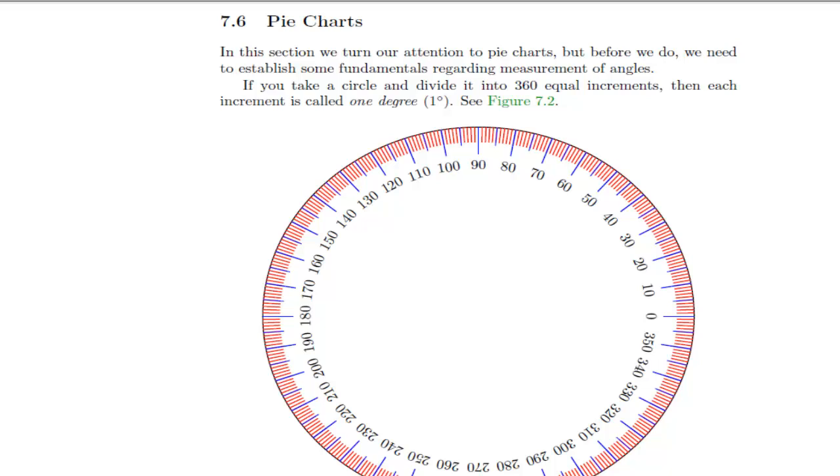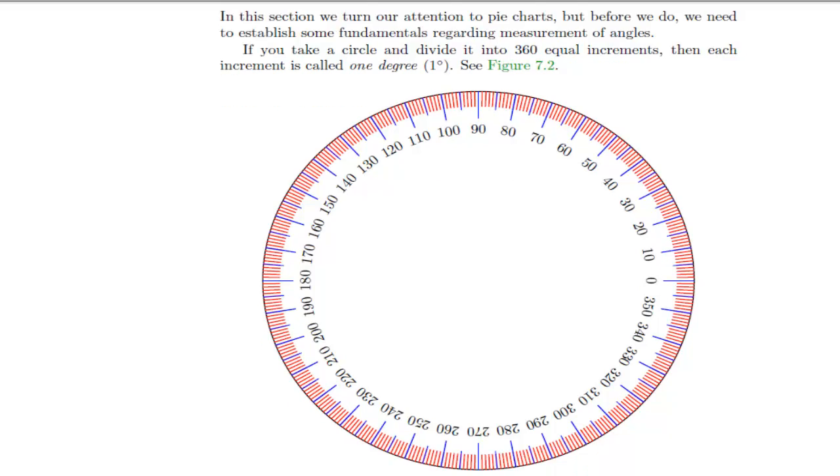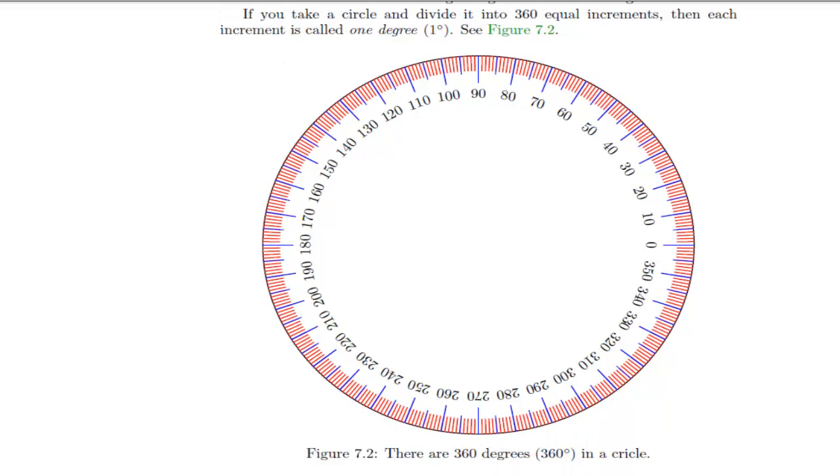regarding measurements of angles. If you take a circle and divide it into 360 equal increments, then each increment is called 1 degree. See figure 7.2. In figure 7.2, we see that there are 360 degrees in a circle.